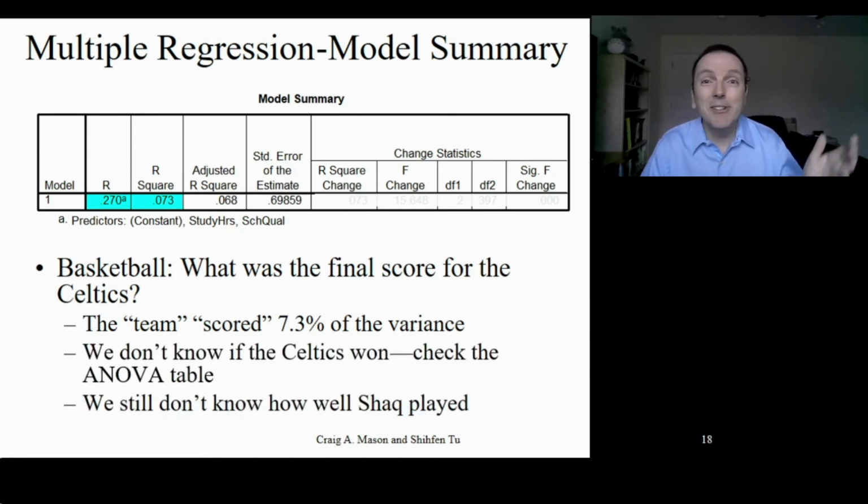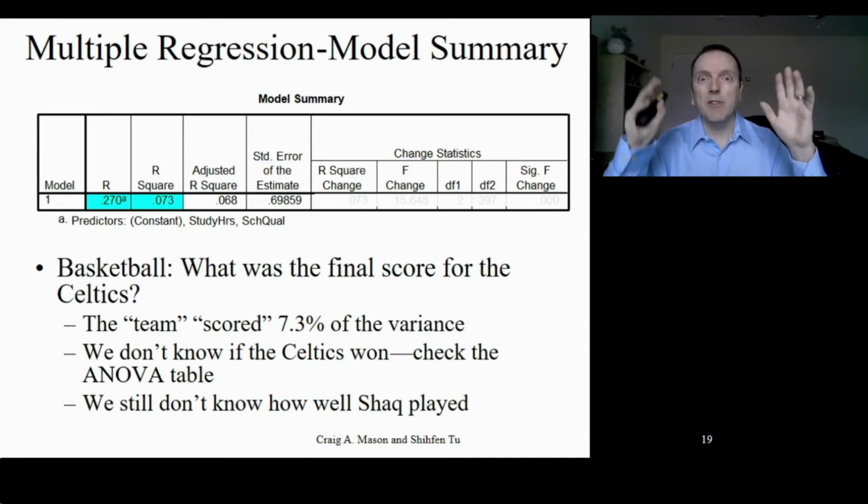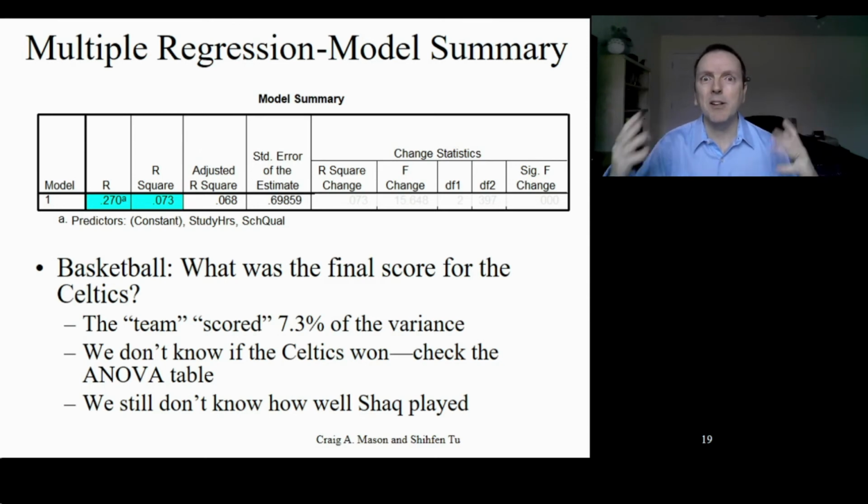Also, we still don't know how well Shaq played. We know the score, we know the team won based on the significant F in the ANOVA table, but we don't have a clue about individual players' performance. Maybe Shaq carried the team to victory, or maybe he barely played at all. We need the equivalent of one of those individual player statistics tables that you may see in a sports section of a newspaper. But where do we get that?